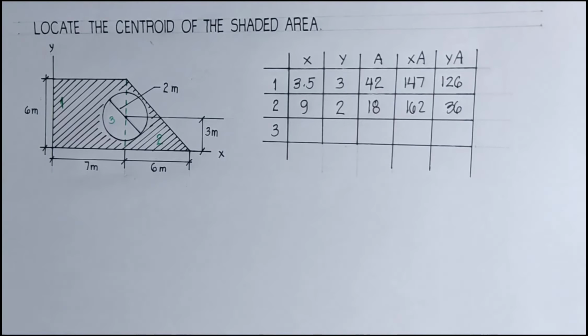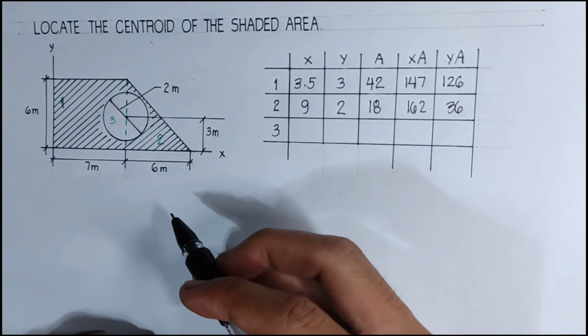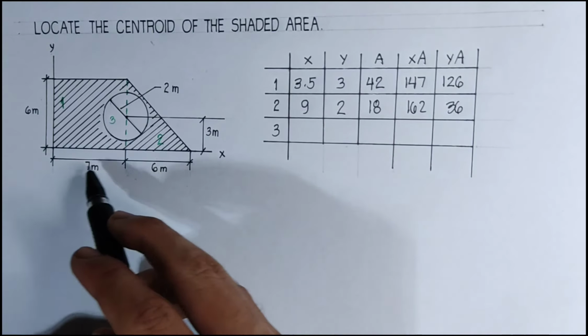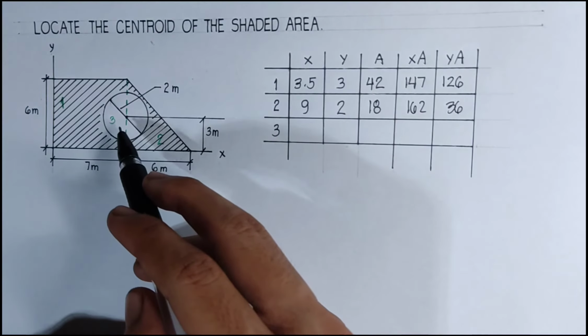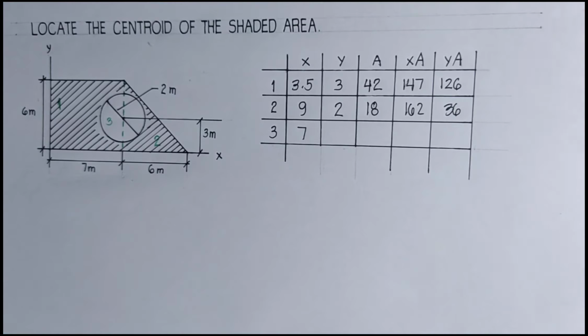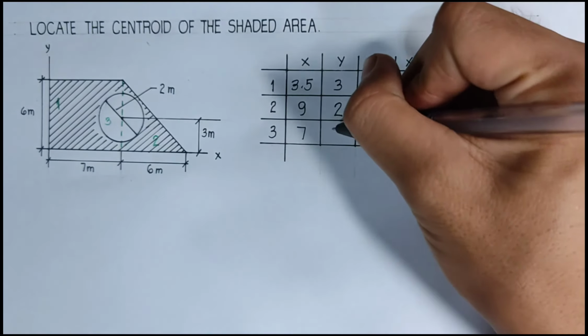The last shape is the circle. Remember that the bar X of a circle is at the center of the circle. So in this problem, the bar X of a circle is at 7. And for its Y, it has a distance of 3 meters.